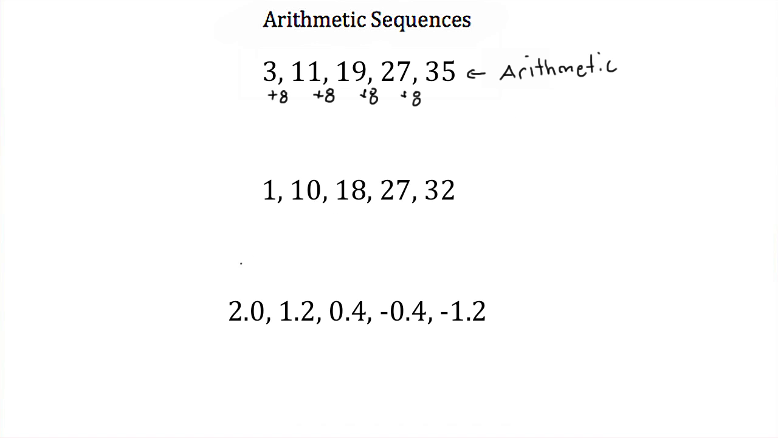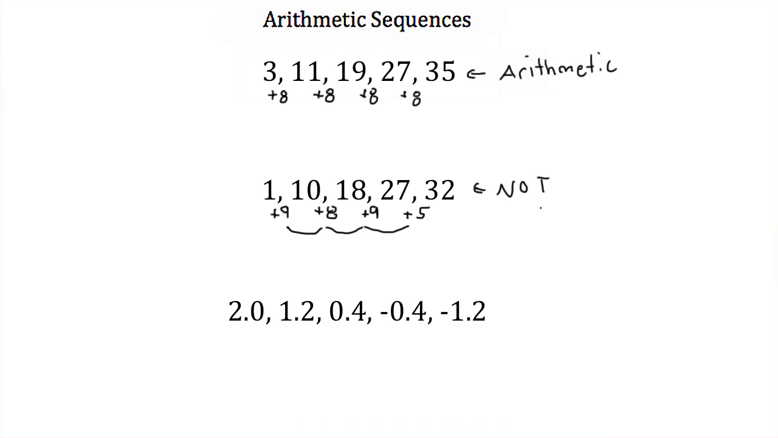Let's check the next one. To go from 1 to 10, we would have to add 9. But to go from 10 to 18, we would have to add 8. And then to go from 18 to 27, we would add 9 again. And then 27 to 32, we would only have to add 5. So since these numbers are all different, this is not an arithmetic sequence.